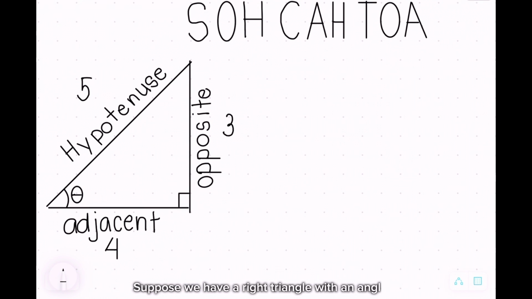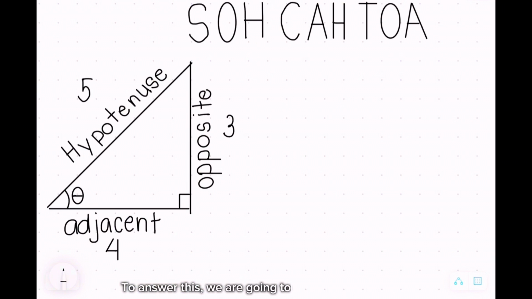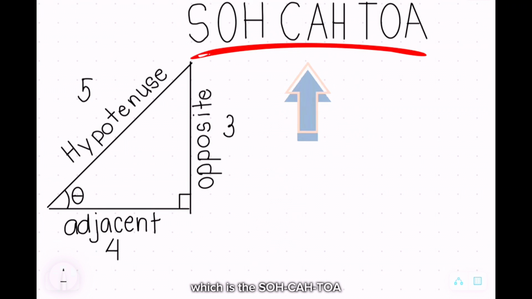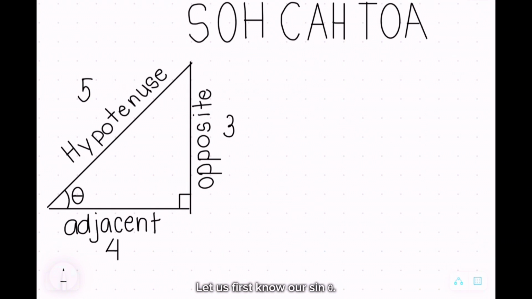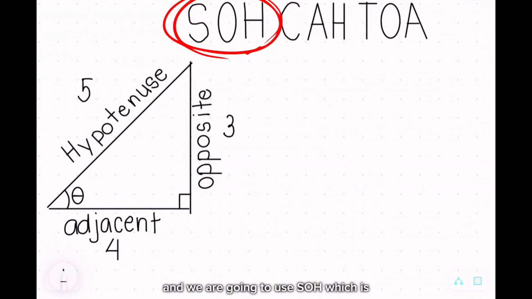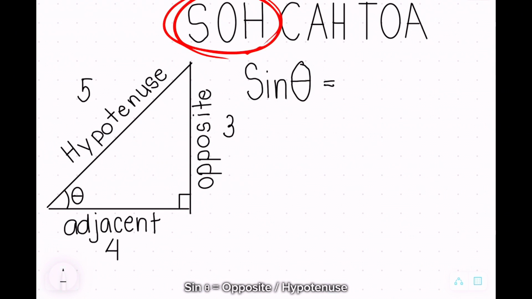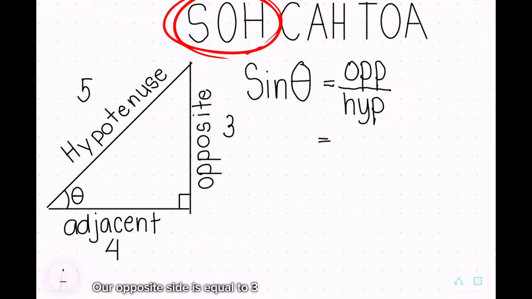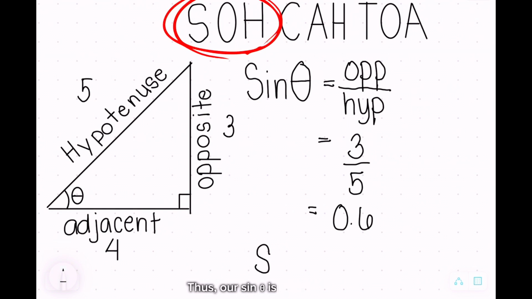Suppose we have a right triangle with an angle theta. The opposite side is 3, the adjacent side is 4, and the hypotenuse is 5. To answer this, we're going to use our magic phrase, SOH-CAH-TOA. Let us first find our sine theta. We are going to use SOH, which is sine is equal to opposite over hypotenuse. Our opposite side is equal to 3 and our hypotenuse is equal to 5. If we divide 3 by 5, the answer is 0.6. Thus, our sine theta is equal to 0.6.